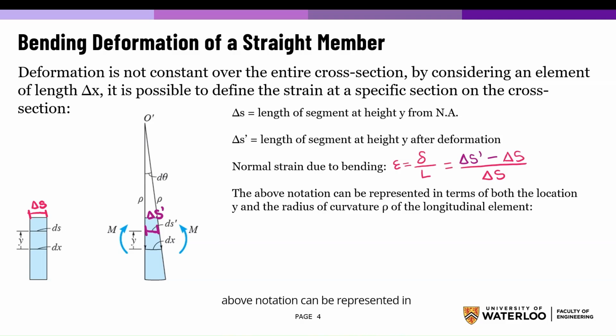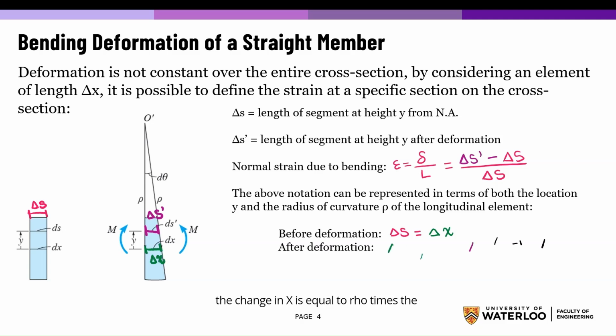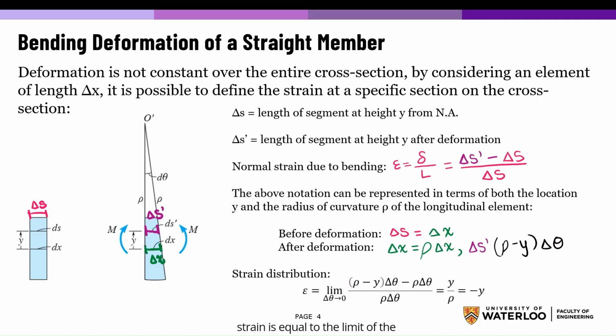The above notation can be represented in terms of both the location y and the radius of curvature rho of the longitudinal element. So before deformation, the change in s is equal to the change in x, and after deformation, the change in s prime is equal to rho times the change in theta. So strain distribution is: strain is equal to the limit of the change in theta approaching 0, of rho minus y times the change in theta minus rho times the change in theta, divided by rho times the change in theta, which is equal to y divided by rho, which is equal to negative y.